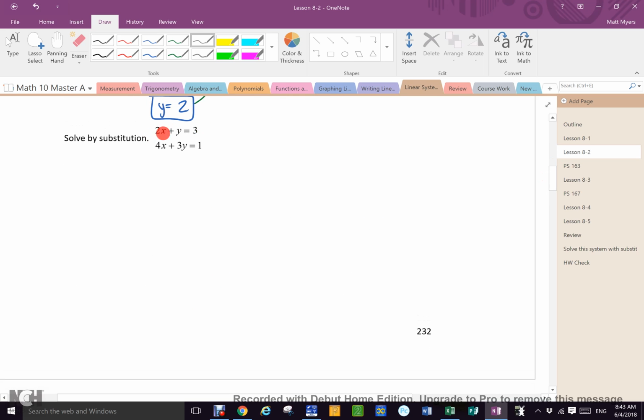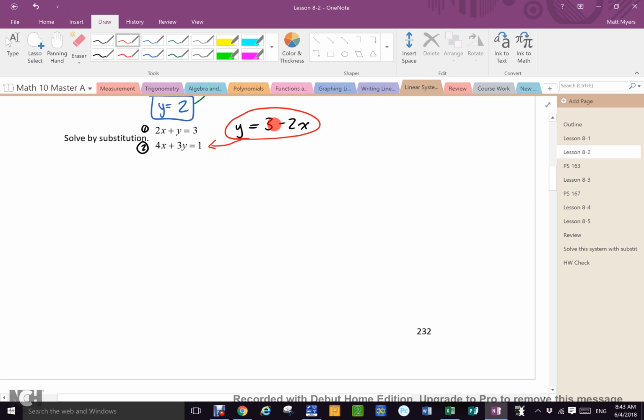Which equation should we work with here? Equation 1 or equation 2? 1. Why? Y is out, because y is already alone. So y equals, what do I have to do with that 2? Move it over. So 3 minus 2x. Is everyone happy with that? Does anybody not understand what I just did? Great. Step 2, we did in red, which is take your new equation and substitute it into the second equation.